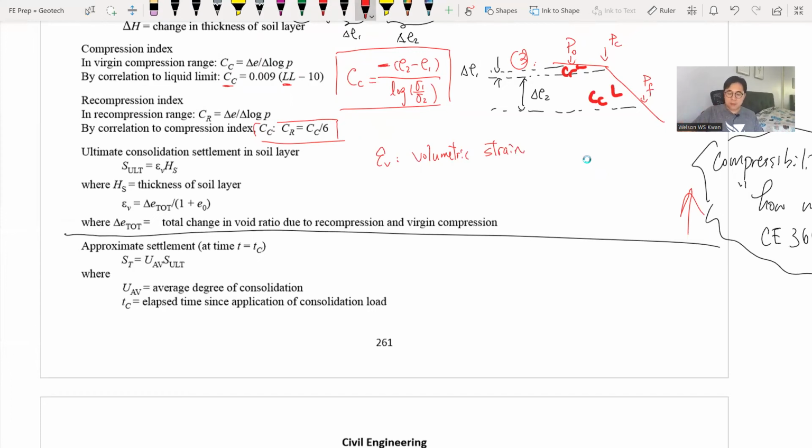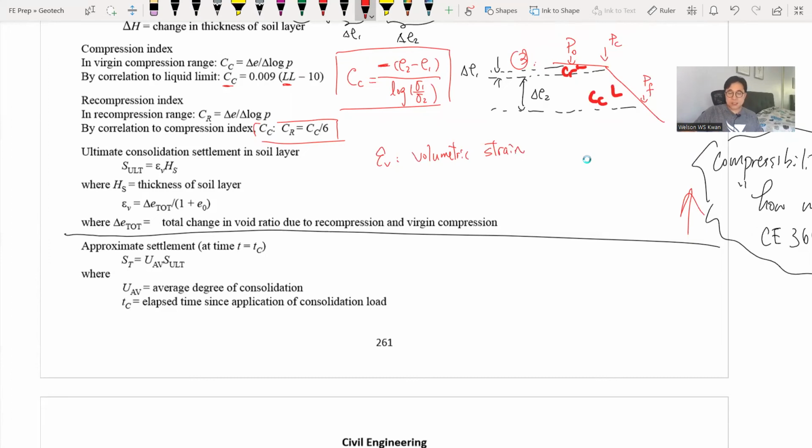But now, what happens? There's a time aspect. If it takes 100 years to finish all the primary consolidation settlement, what does the settlement equal at 50 years, 60 years, 70 years? That could be the lifespan of the structure that you're going to design for. So this formula becomes handy.